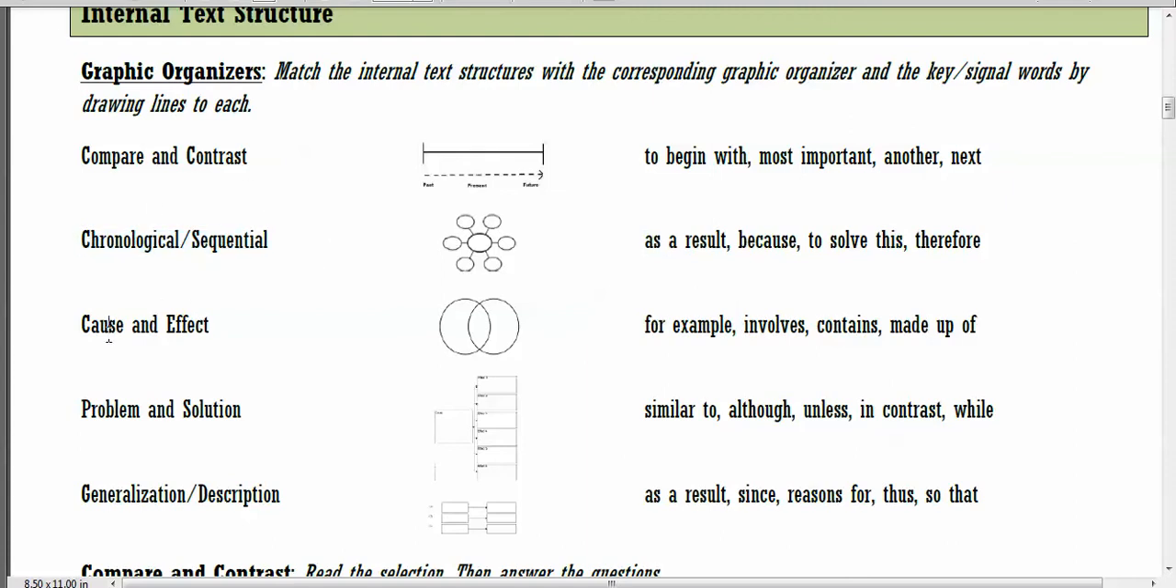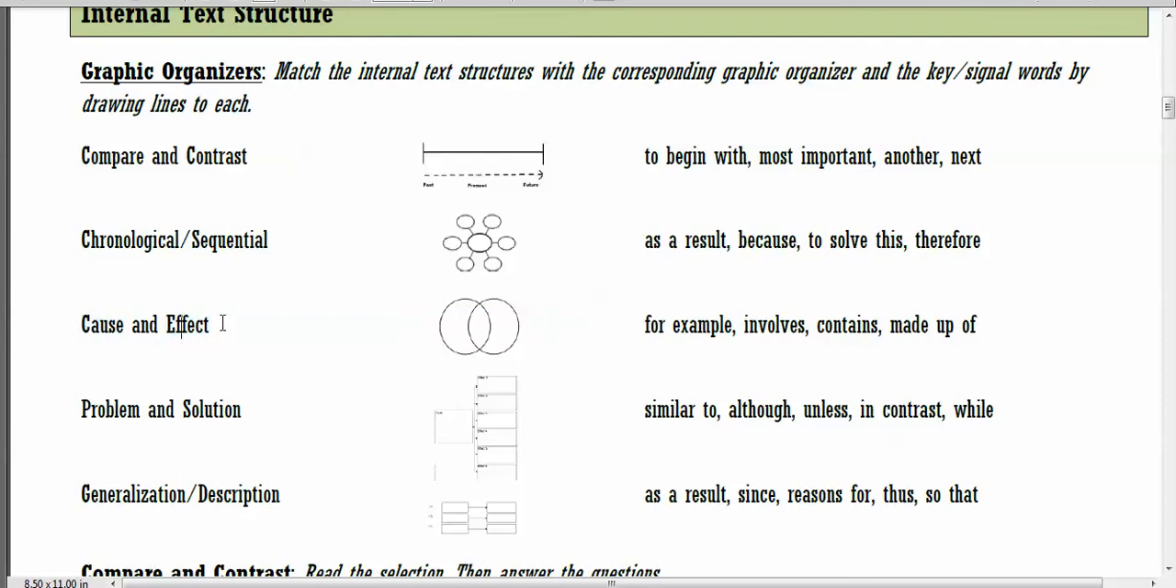Cause and effect, I think, is one of the most challenging, and it's because it's so similar to problem and solution. But what I remember for cause and effect is I always try to think of a science experiment. Your effect is always what happened, the results, okay? Your cause is why that happened. So again, your effect is what happened, the results. The cause is why something happened.